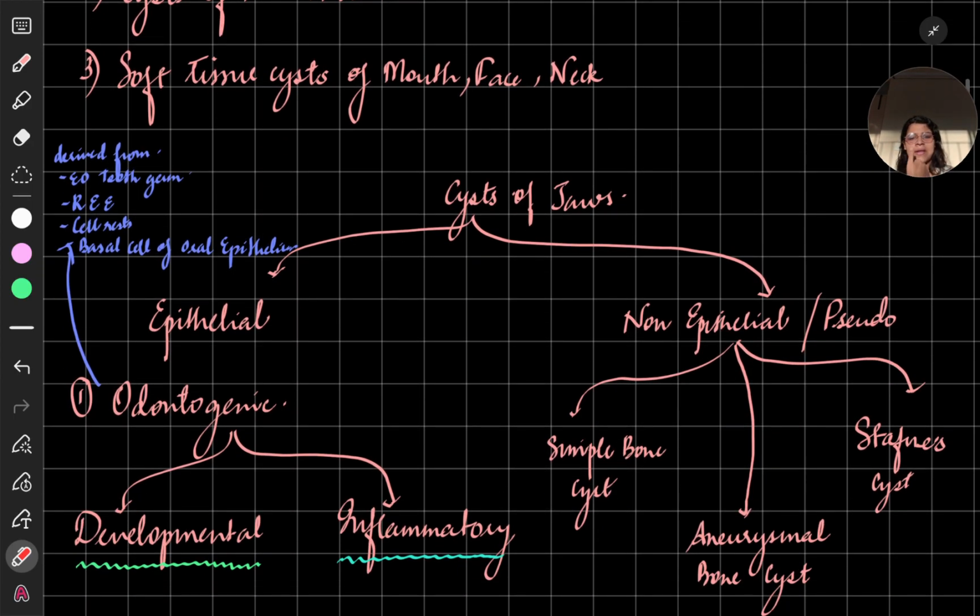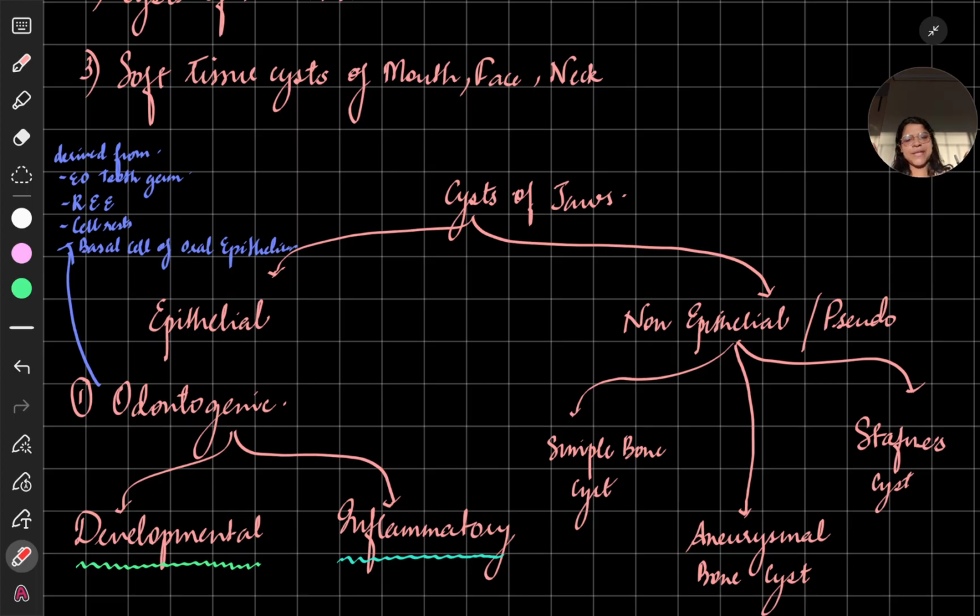So first, if we talk about the cysts of the jaws, cysts of the jaws can be divided into two, epithelial and non-epithelial or pseudo. In non-epithelial, there is simple bone cyst, no epithelium is present. Aneurysmal bone cyst and Stafne's bone cyst. These are the ones we'll cover in the last videos.